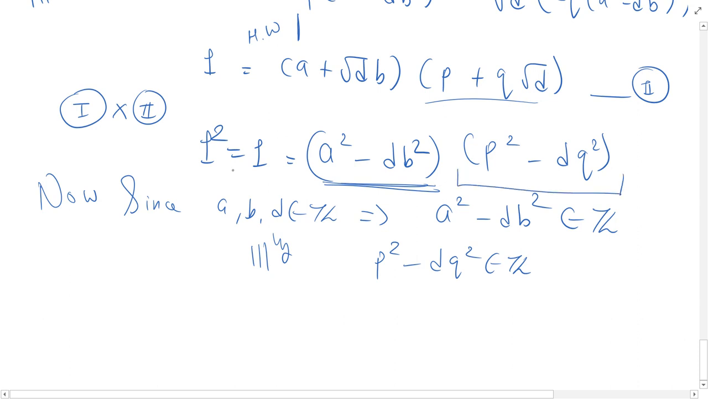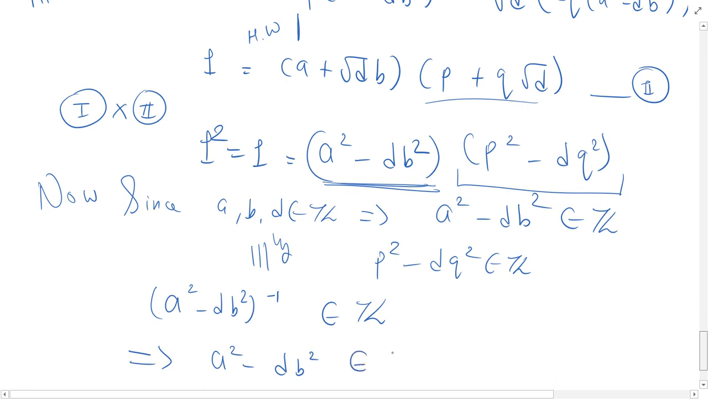That means what? That means the inverse of this, my a square minus db square inverse, is an element of z. Correct? This implies the inverse is an element of z. I know that my a square minus db square has an inverse, which means what? It is an invertible element. That means what? It is a unit of z. Yes or no? I know this bracket is nothing but a unit of z, since after multiplying it with the other, I'm getting unity of that ring z.